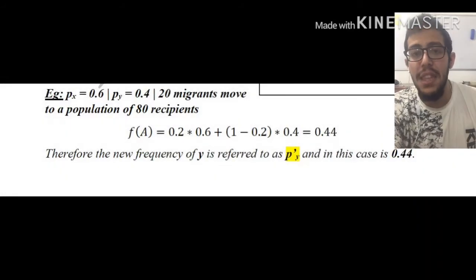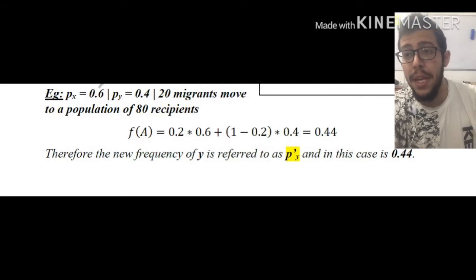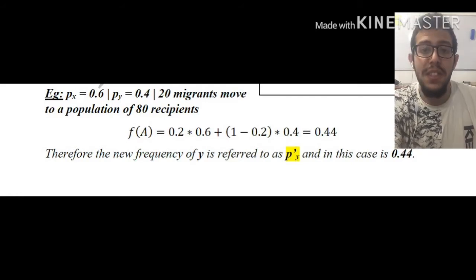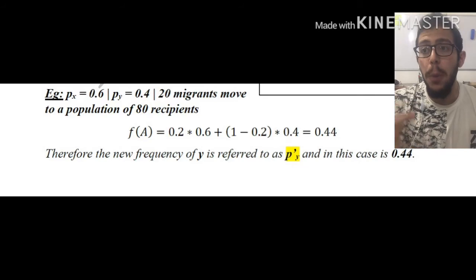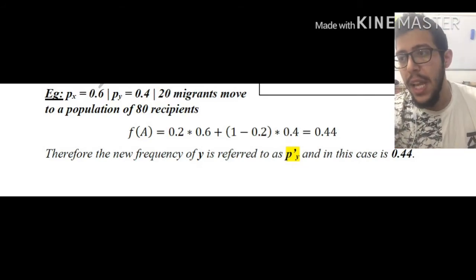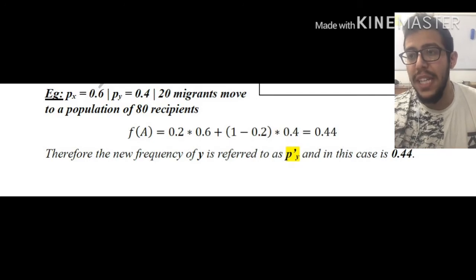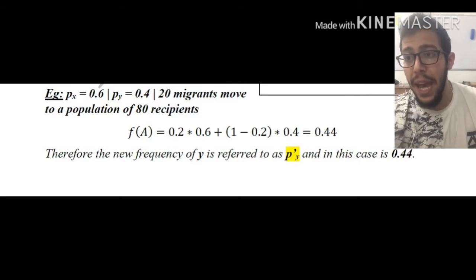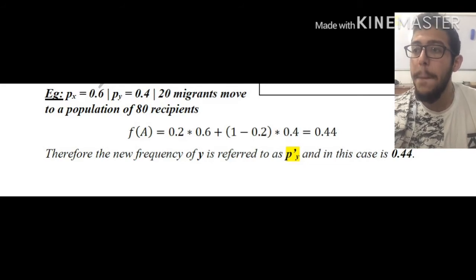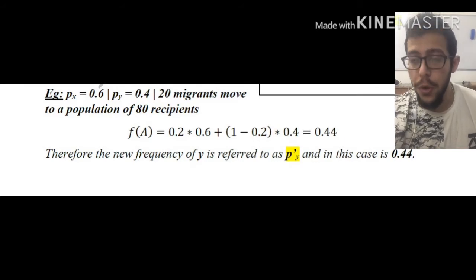Now, the example says that the frequency of the allele in the migrants is 0.6 and the frequency of the allele in recipients is 0.4. Now, there are 20 migrants that are moving to a population of 80 recipients. Let's simply plug in our values. We've got Fa, or the frequency of the allele, is equal to 0.2, referring to the M, multiplying Px, which is 0.6, plus 1 minus 0.2, which is referring back again to the migrant proportion, multiplied by 0.4, which is Py. This is going to be giving us the answer 0.44.